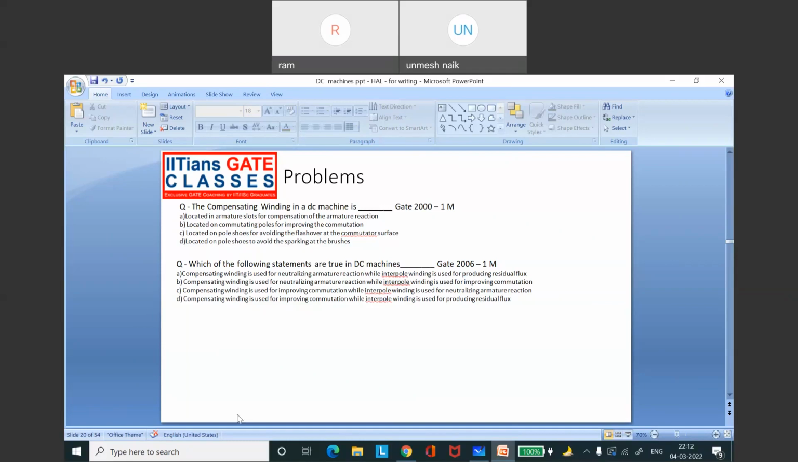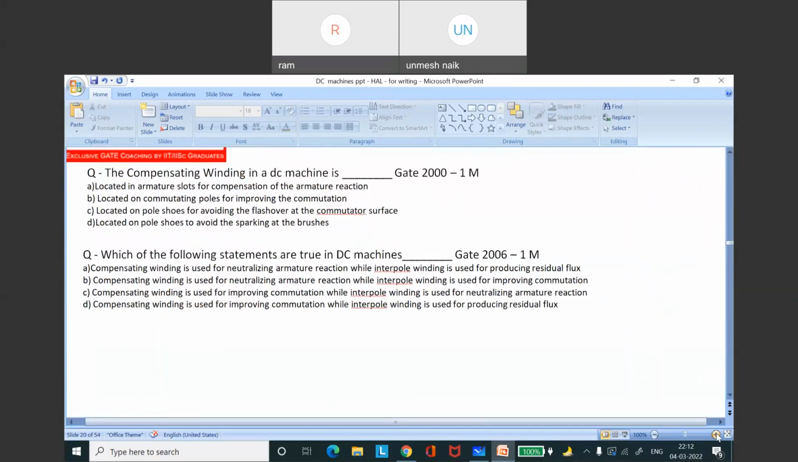Is the option visible clearly? Okay. Interpoles produce armature... Sir, B. Yeah, correct, B. Compensating winding is used for neutralizing armature reaction, while interpoles are used for commutation.